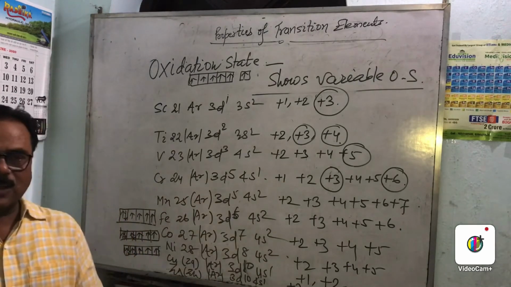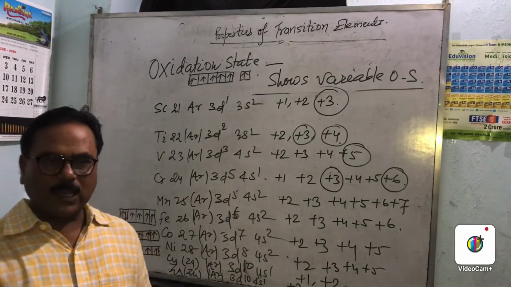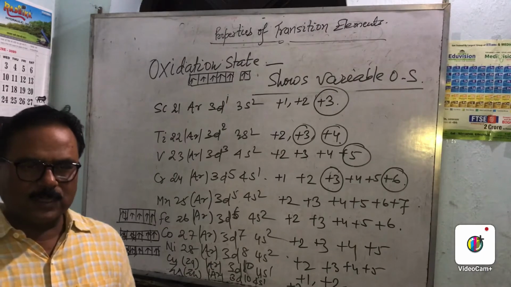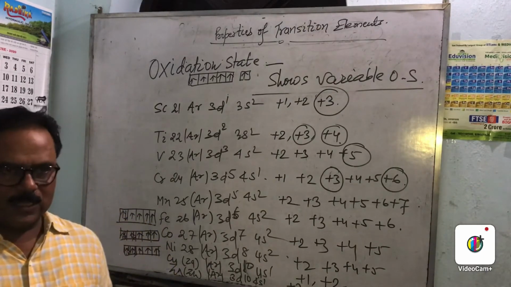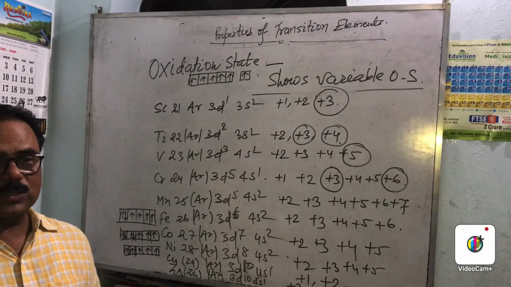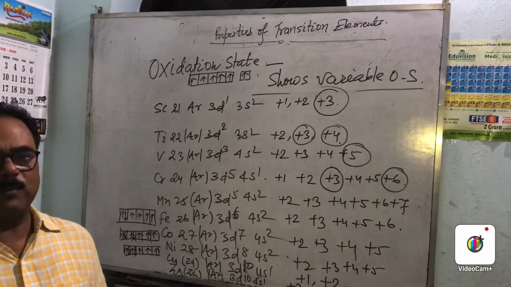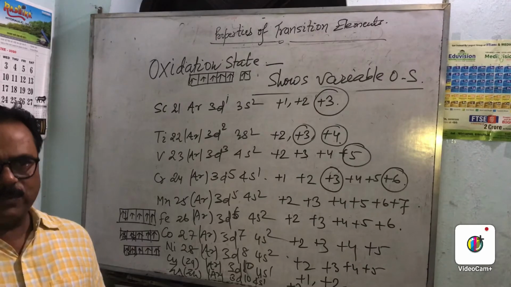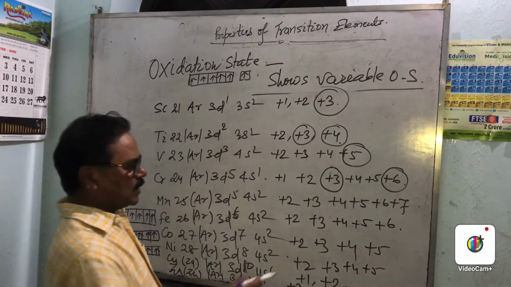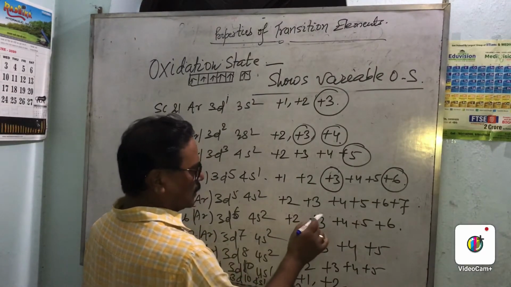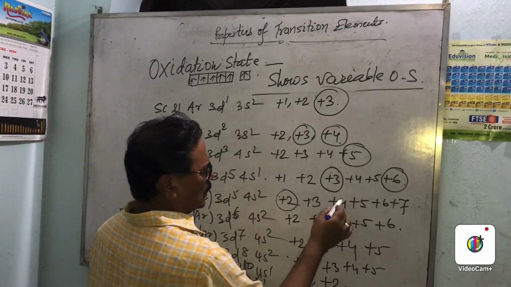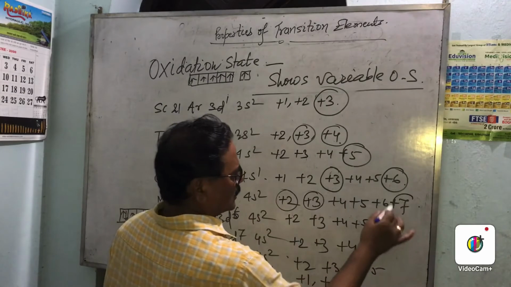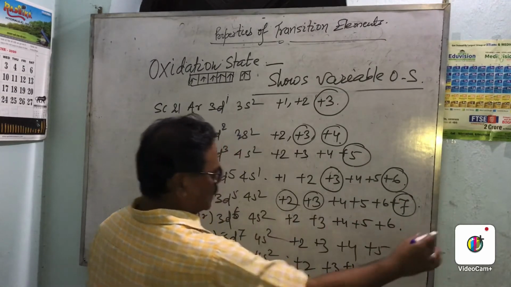The question asked: write the name of the element of the 3d series that shows the maximum number of oxidation states, and that maximum oxidation state is equal to the group number because it is group 7B. That's why the oxidation number is a maximum of +7. The common oxidation state is +2, Mn2O3, and +7 is the maximum oxidation state.